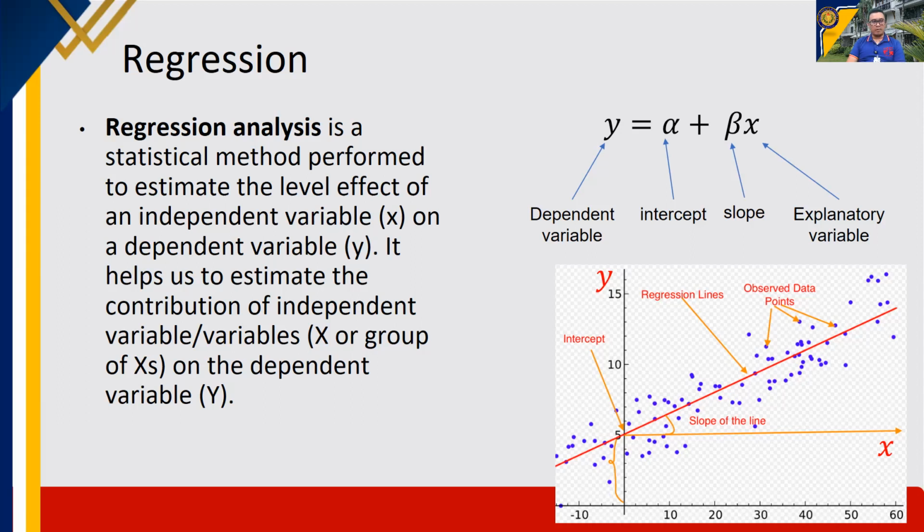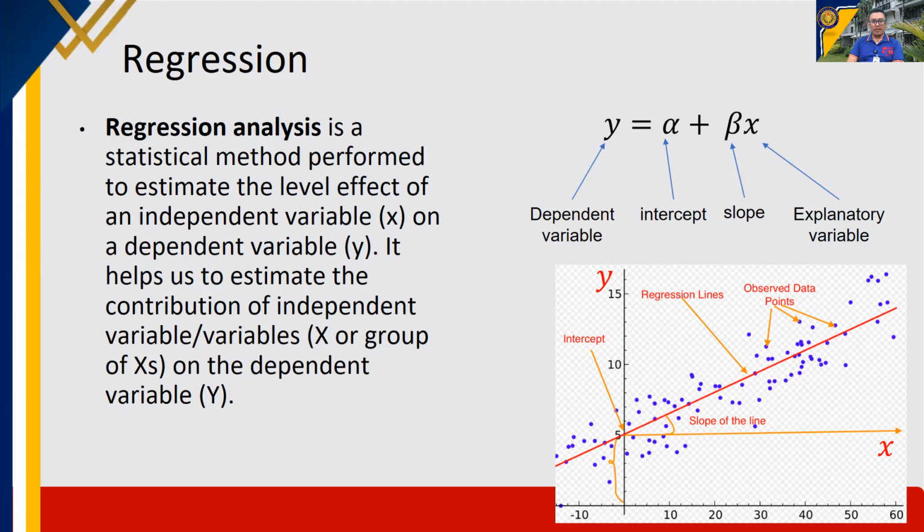These regression estimates are used to explain the relationships between one dependent variable and one or more independent variables. The simplest form of the regression equation, as shown in this graph or in this presentation, is y equals the intercept, denoted with alpha, plus beta, the slope, times the explanatory variable.